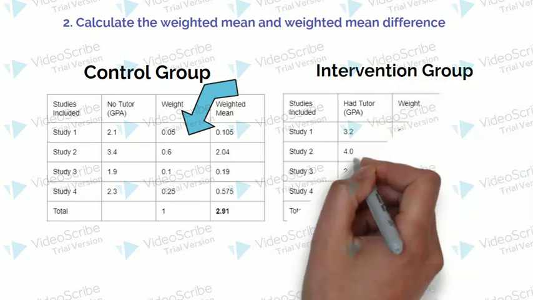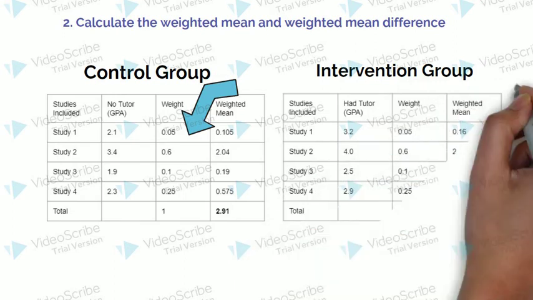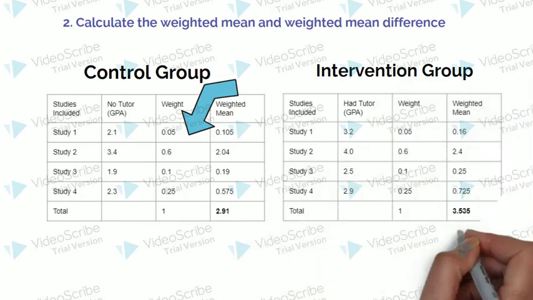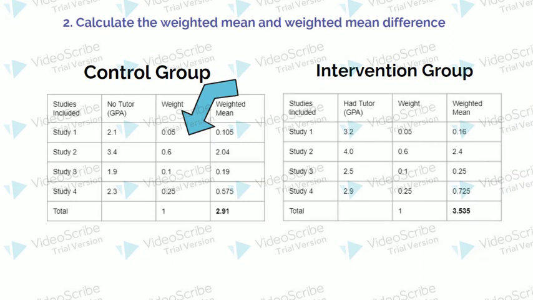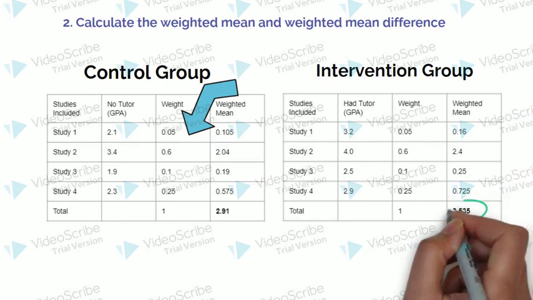You do the same thing with the intervention group. You take their mean value, you apply a weight on it to get the weighted mean.